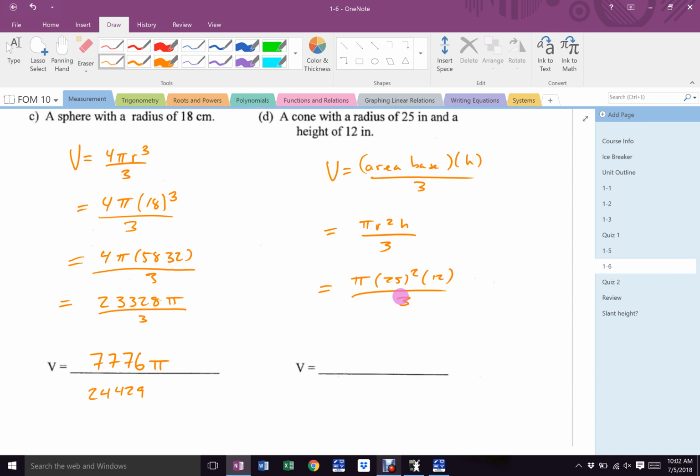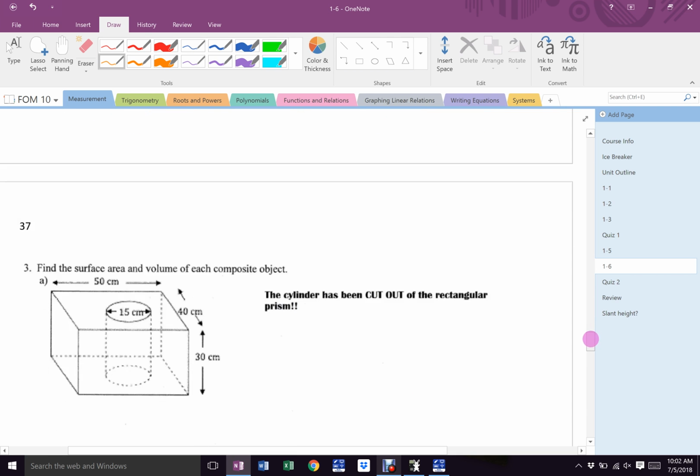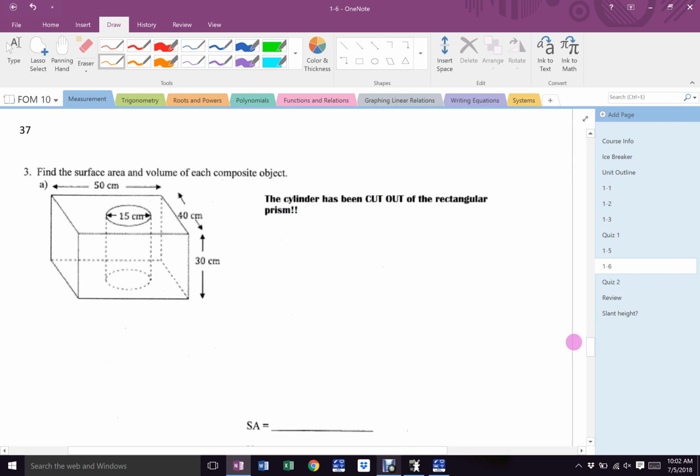So that is 625 times 12 is 7,500 pi divided by 3, which is 2,500 pi, which is 23,561.9. All of you should be good to there, because that's just filling in formulas. Carry on to this page.